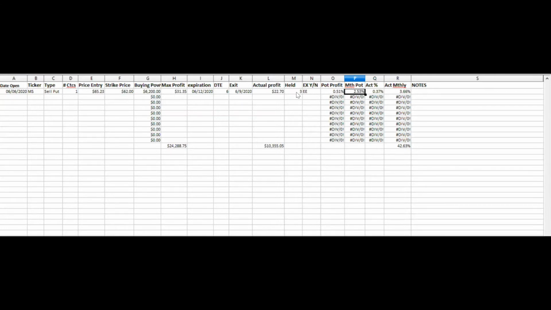And then of course the days held would have been the 6 if I did that. Or if I roll it, let's say here I decided to roll it. So here I would write "rolled." And then if I had rolled it, I would have collected this entire thing minus the second commission. So that total would have been 30.70. Okay, because it's 31.35 minus my 65 cents to exit, to roll it is 30.70.